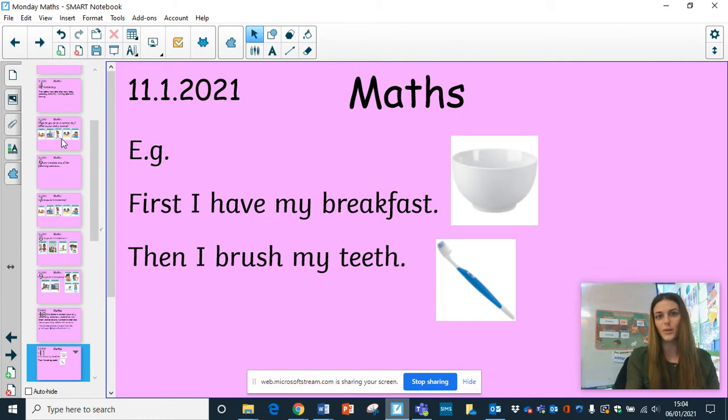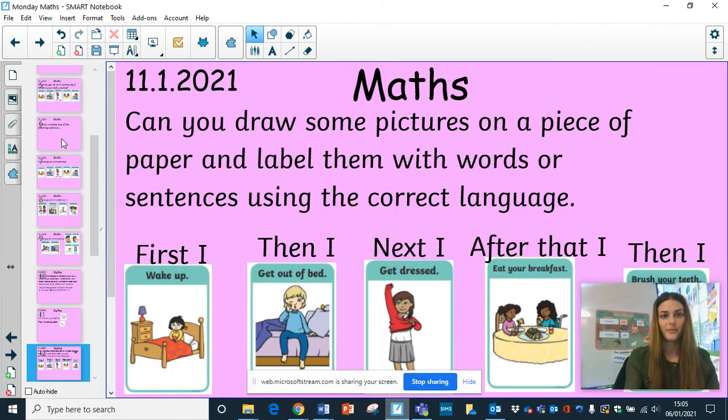So here's an example. So first I have my breakfast and there's a breakfast bowl there, and then I brush my teeth. So you could also draw some pictures on a piece of paper and label them as I suggested with words or sentences using the correct language. So again, I've just given you some examples to support you with your learning. So first I wake up, then I get out of bed, next I get dressed, after that I eat breakfast, then I brush my teeth.